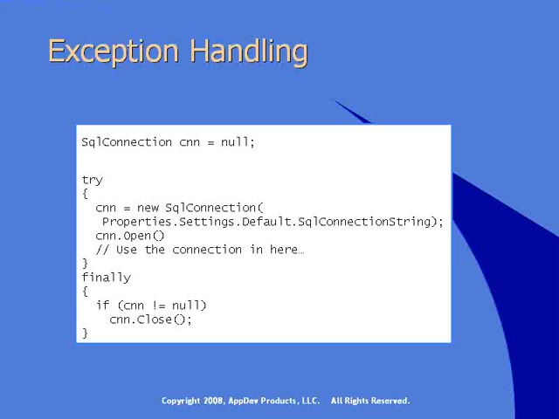This way, we're guaranteed that no matter what happens, that connection gets closed. Now, there are alternatives to doing it this way, and we'll look at those in just a moment. But as a first pass, this is a reasonable way to solve the problem of ensuring that your connection gets closed whether or not something went wrong while it was in use.